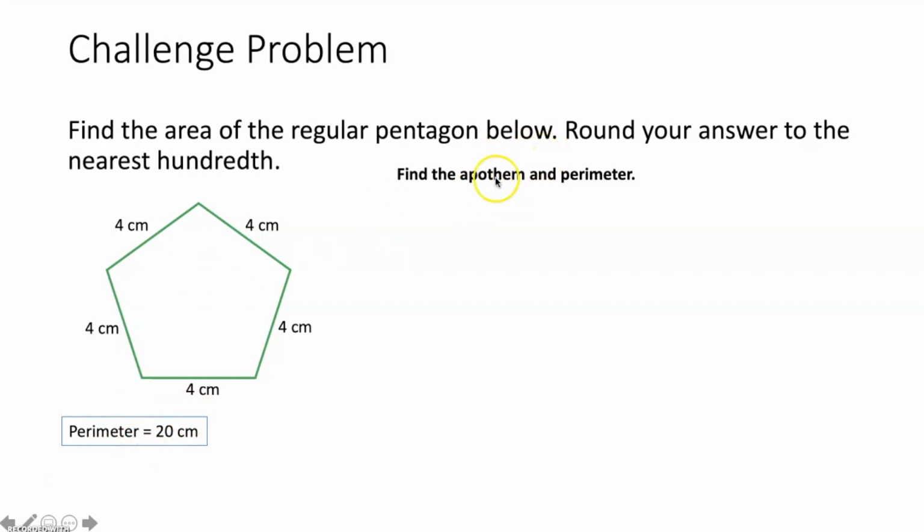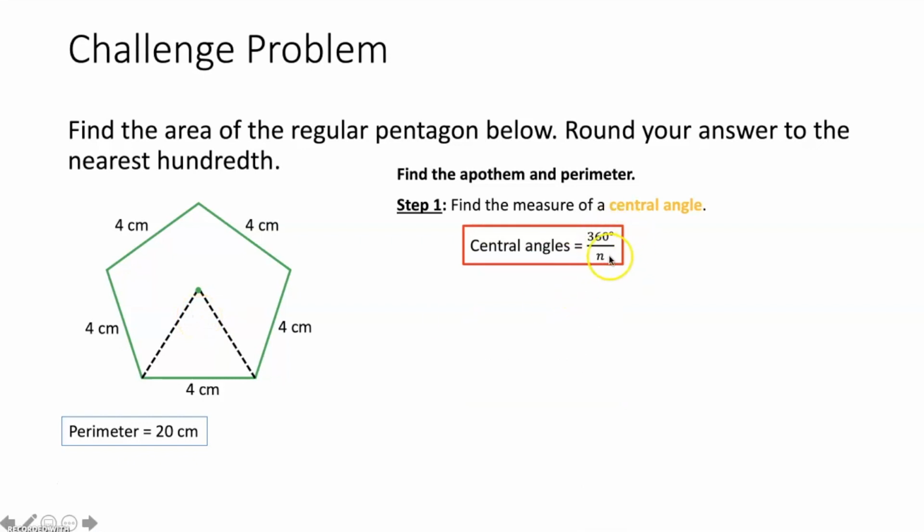So how do we find the apothem? Well, we've got to go through our steps. So the first step in finding the apothem in a regular polygon is to find the measure of a central angle. Remember, a central angle is an angle formed by the center of the vertex and the endpoints of one of these sides. So here we have created a central angle in this regular pentagon. Now, in order to find the measure of a central angle, you just take 360 degrees and divide by the number of sides. Here, this is a 5-sided figure, so 360 divided by 5 is going to give you 72 degrees. That would be the measure of this central angle.